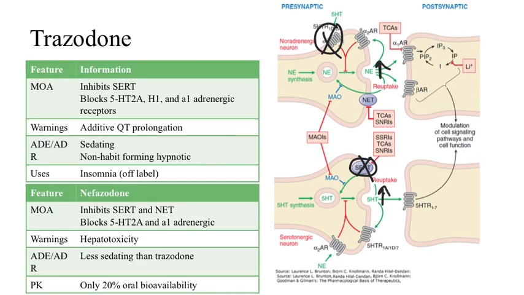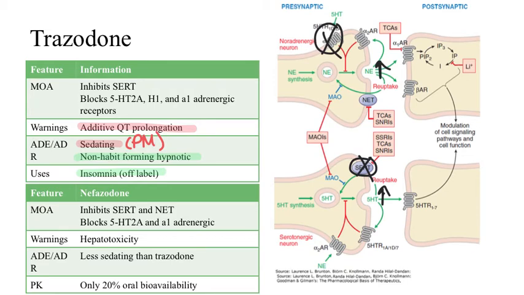Trazodone does carry a risk of additive QT prolongation, and given the histaminic effects, is relatively sedating and should be taken at night rather than early in the day. Trazodone is very commonly used as a non-habit forming hypnotic for insomnia, although this is an off-label use.